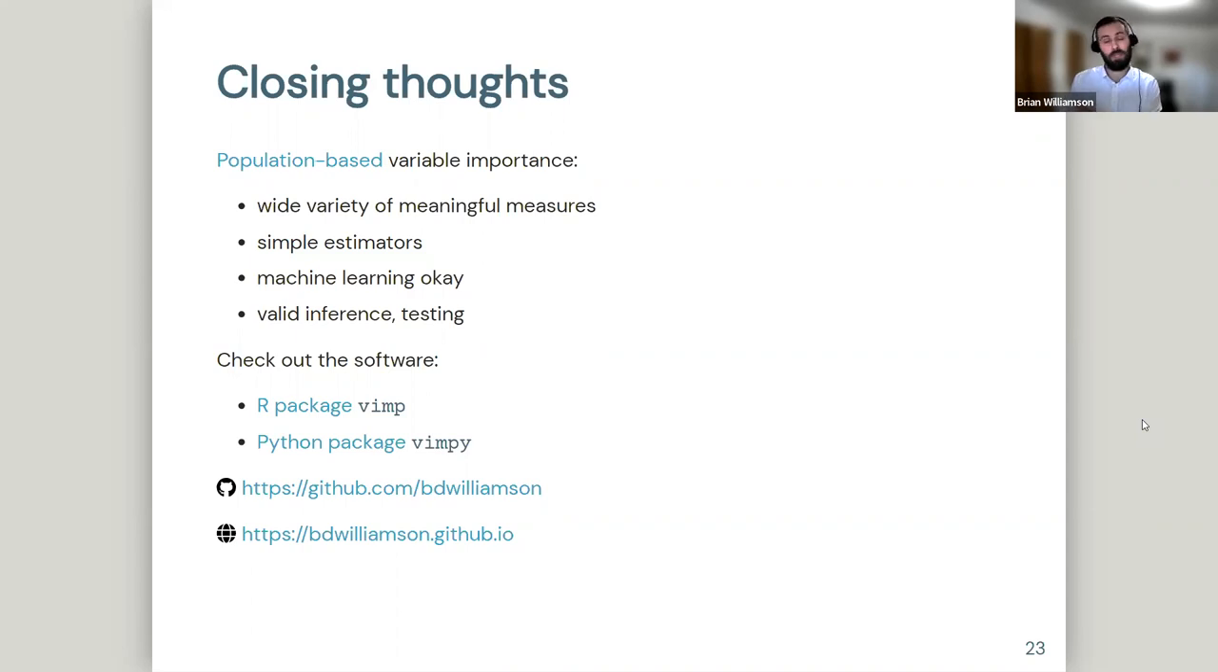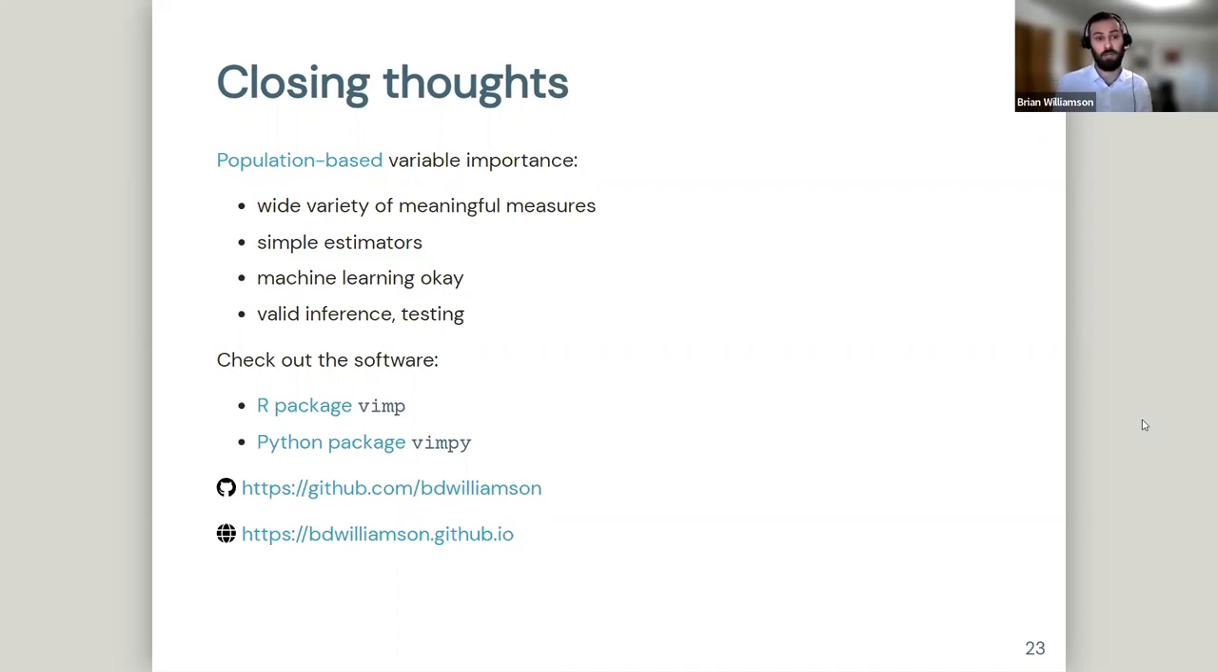That happens in some contexts, and it doesn't happen in others. So sometimes we have to use debiasing techniques, like the targeted learning framework, to get valid inference. But with variable importance, we can do valid inference on population variable importance defined in a variety of ways, for example R squared or AUC. We can use machine learning to do that, and we can get valid inference and hypothesis tests at the end of the day.